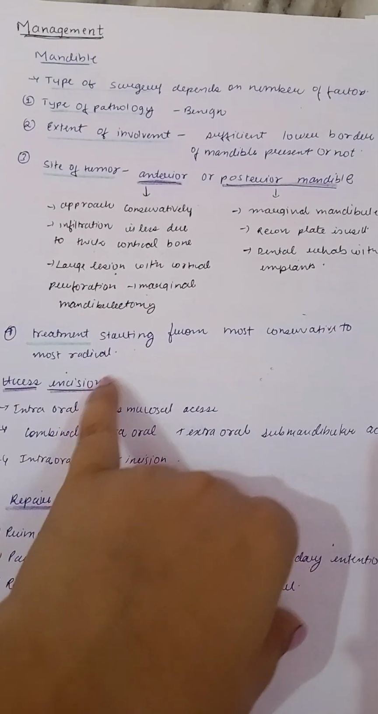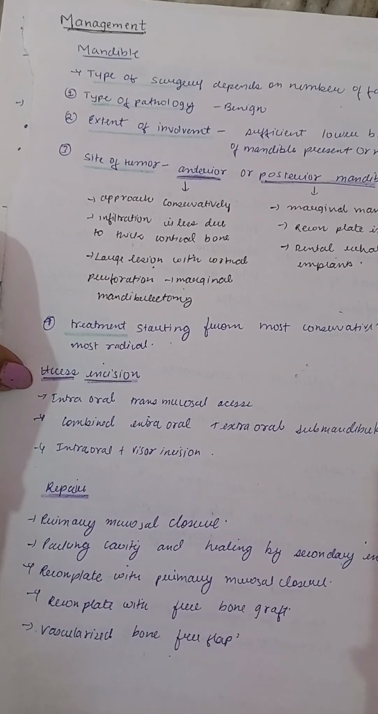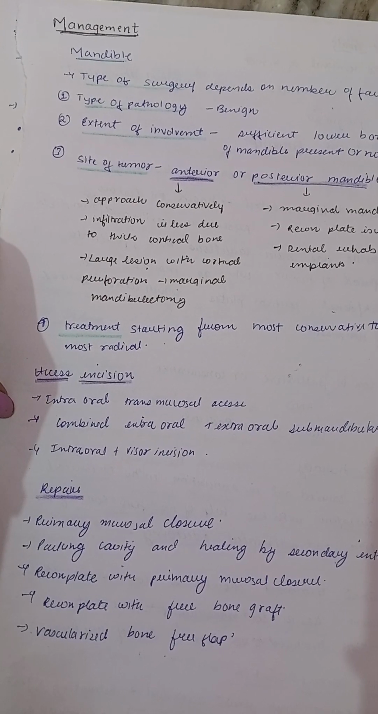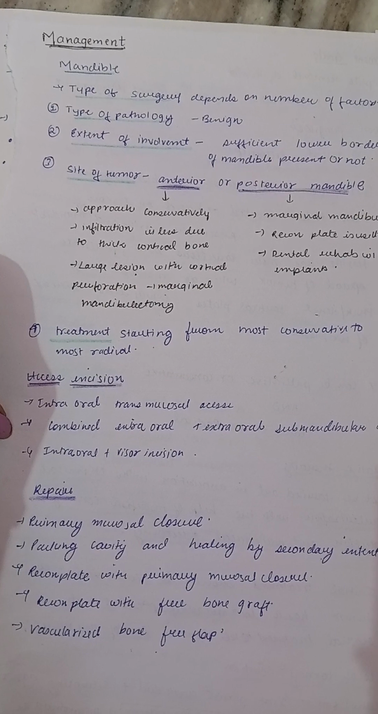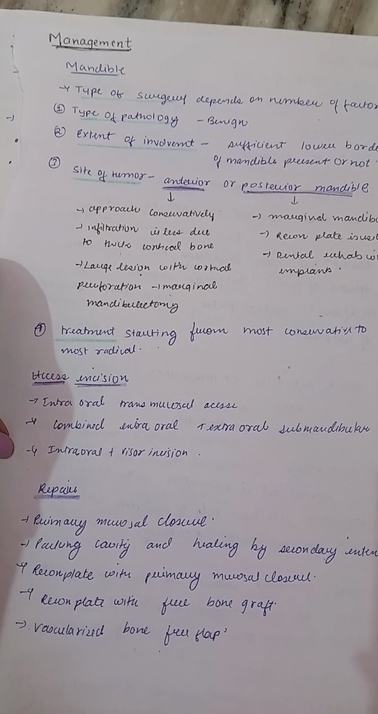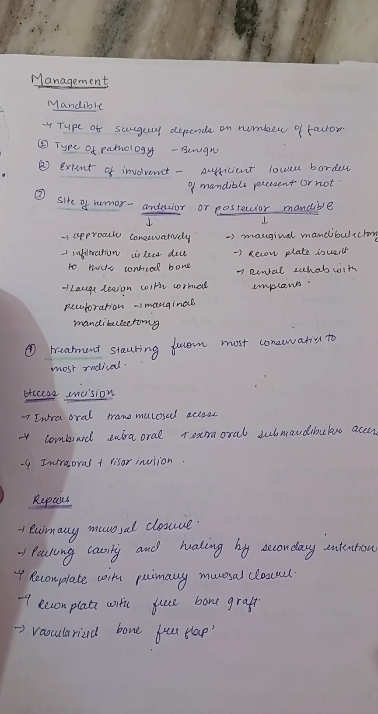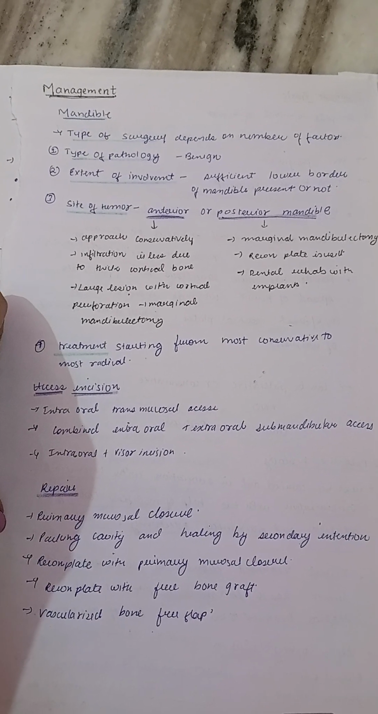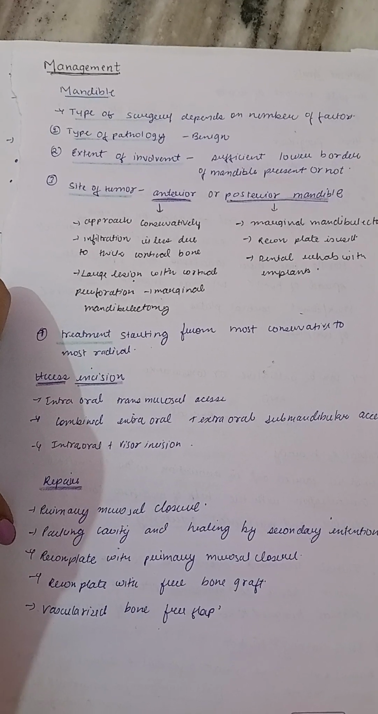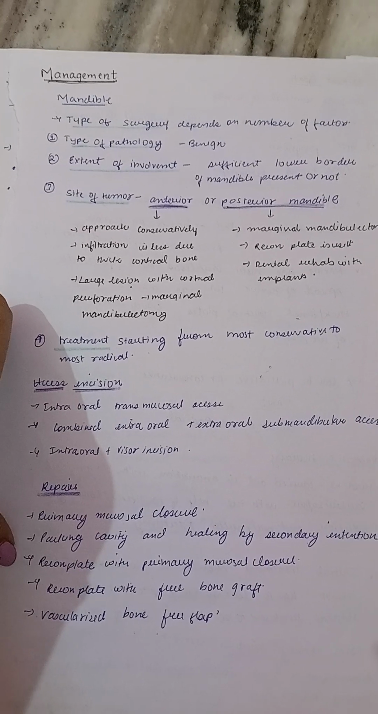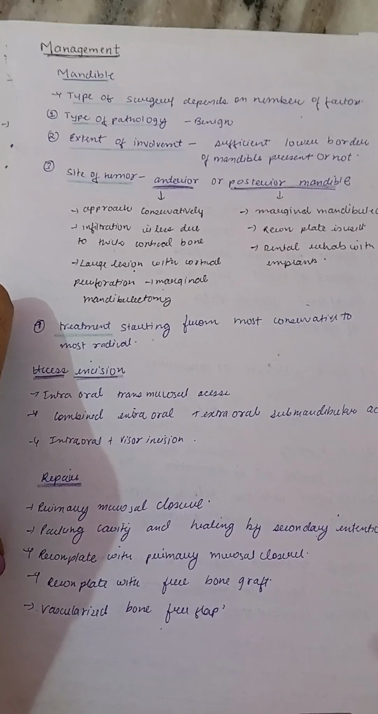Treatment goes from the most conservative to the most radical. Access incision: intraoral or transmucosal access, combined intraoral plus extraoral submandibular incision, or intraoral or Risdon incision. Repair is by primary mucosal closure, packing the cavity and healing by secondary intention, or it can be by recon plate with primary mucosal closure, or recon plate with free bone graft, or vascularized free bone graft flap.